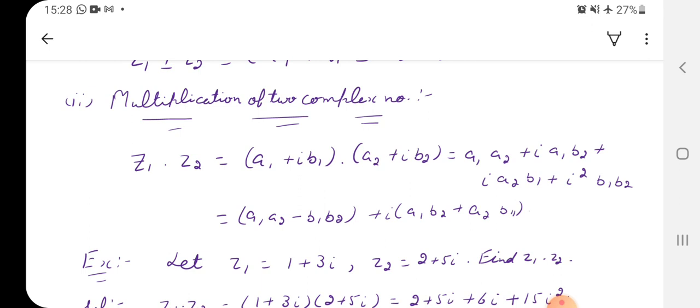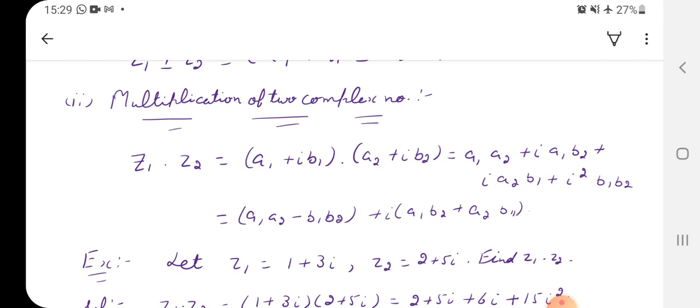First of all, z1 is equal to a1 plus iota b1 and z2 is equal to a2 plus iota b2. Now we have to multiply both. So simple multiplication: a1 will be multiplied with a2, then a1 will be multiplied with iota b2, then iota b1 will be multiplied with a2 and iota b1 will be multiplied with iota b2. So we will get a1 a2 plus iota a1 b2 plus iota a2 b1 plus iota square b1 b2.